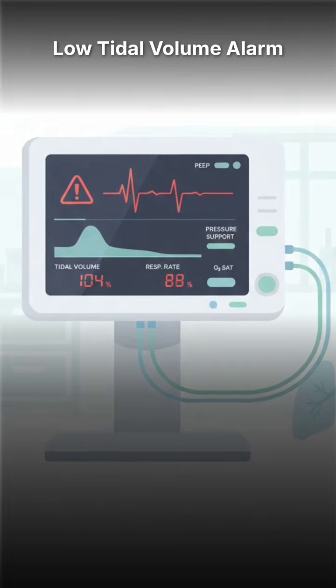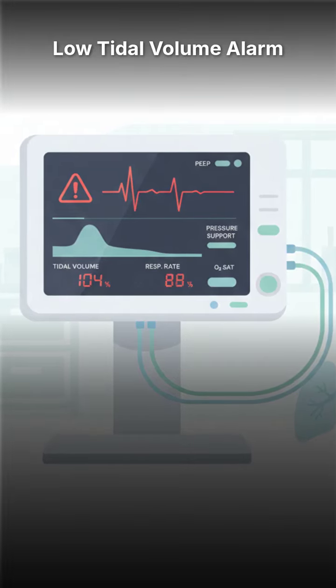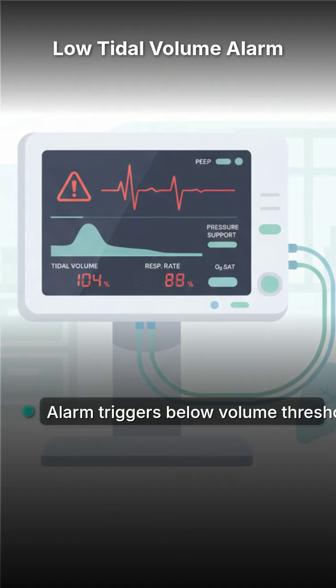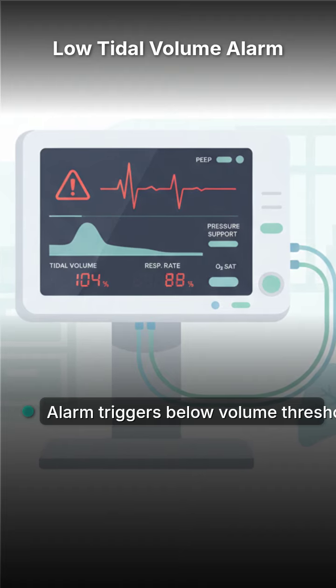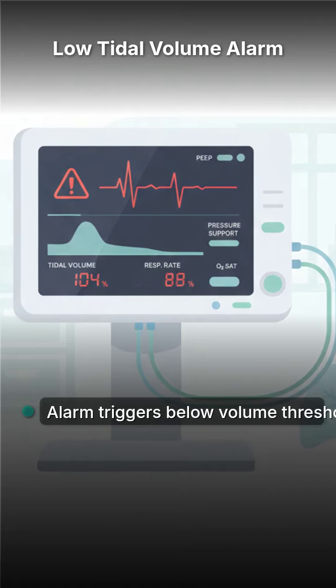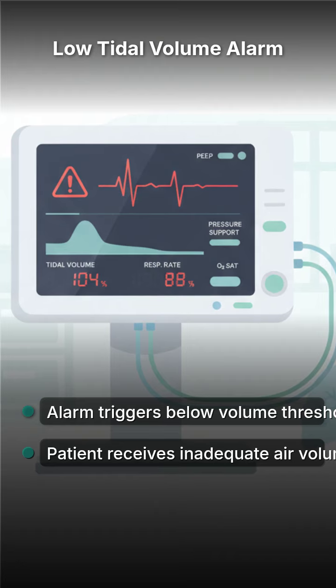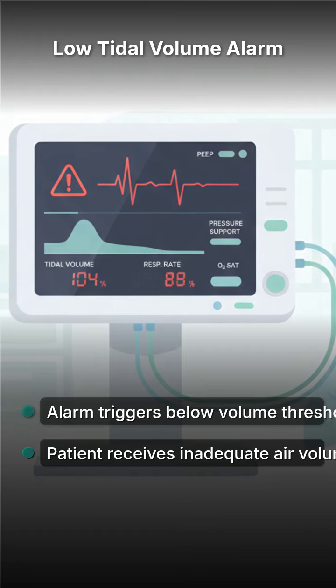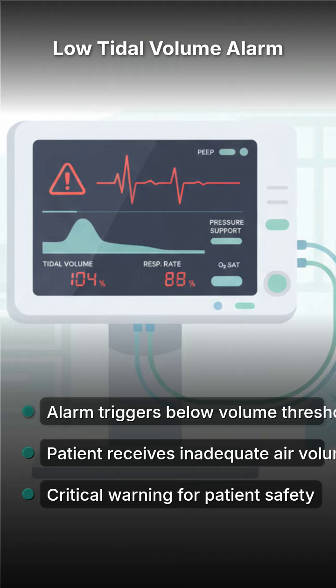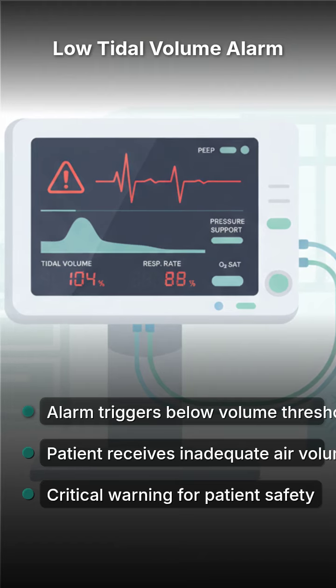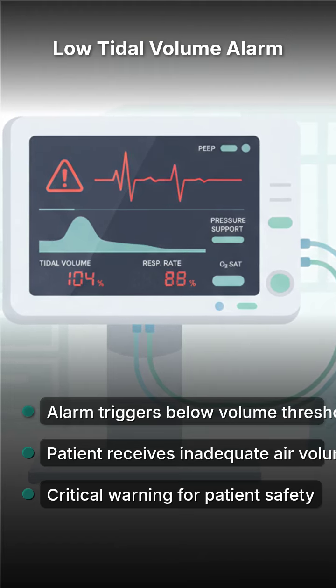Low tidal volume alarm. What's missing? This alert triggers when the air reaching the patient's lungs falls below the programmed threshold. It is a critical warning that your patient is not receiving the full breath volume required for adequate oxygenation. We must immediately identify why the ventilator is signaling this shortfall.